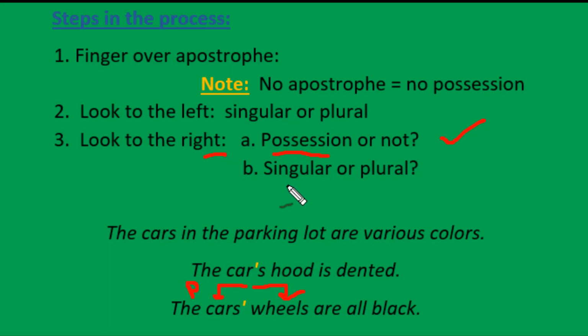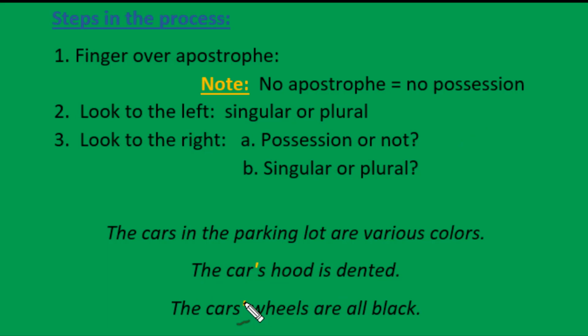When we look to the right, we have to ask ourselves, the word to the right, is it singular or plural? Here, wheels. That's plural. Does that make sense? Does multiple cars own multiple wheels? Yes. Multiple cars own multiple wheels. That's what this sentence means. Now, just so you see, you have to understand what the author is trying to get at.